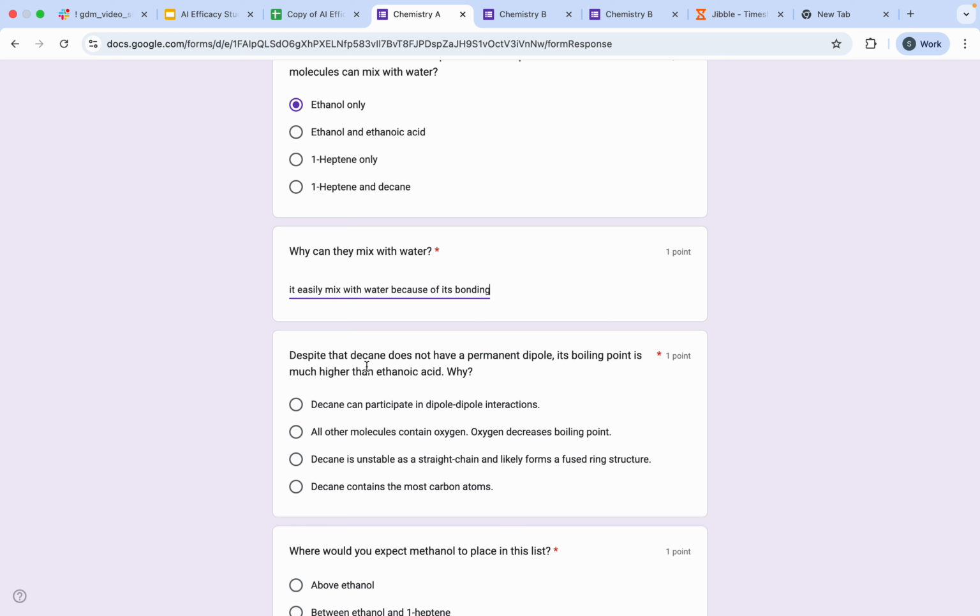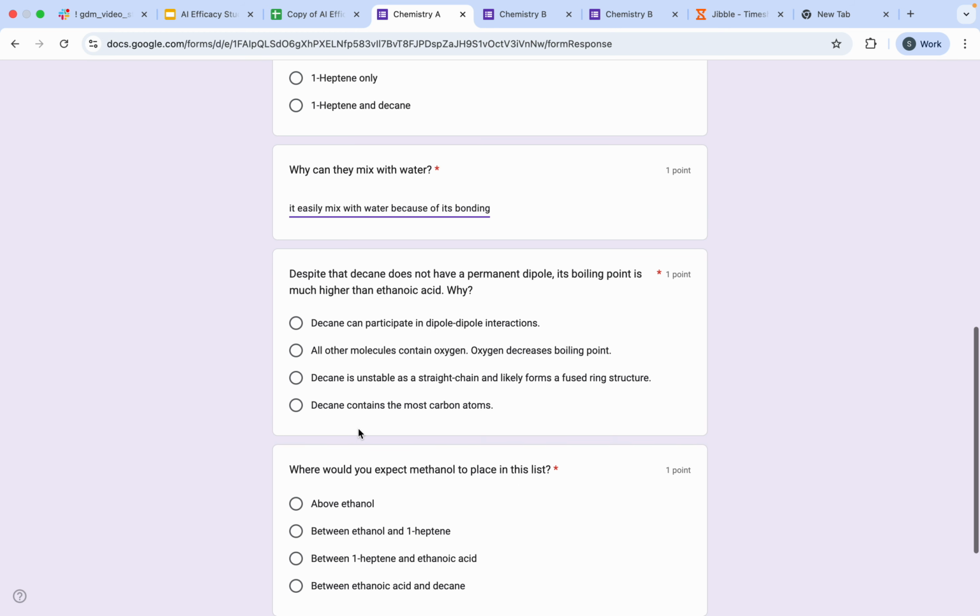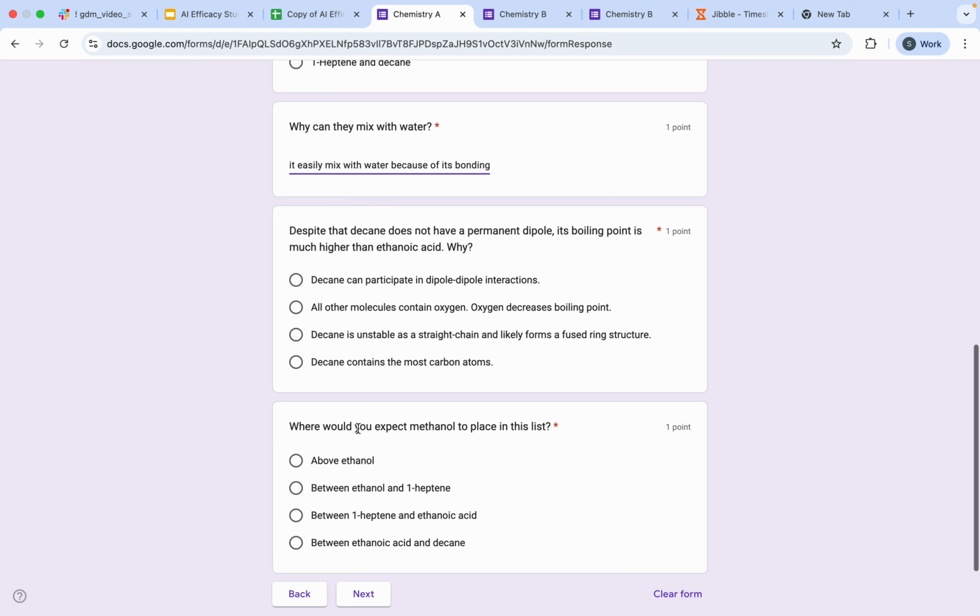Despite that, decane does not have a permanent dipole. Its boiling point is much higher than ethanoic acid. Why? Decane can participate in dipole-dipole interaction. All molecules contain oxygen. Oxygen decreases boiling point, and decane is unstable as a straight chain and likely forms a fused ring structure. Decane contains the most carbon atoms. Okay, so I will go for option A. Decane can participate in dipole-dipole interaction.